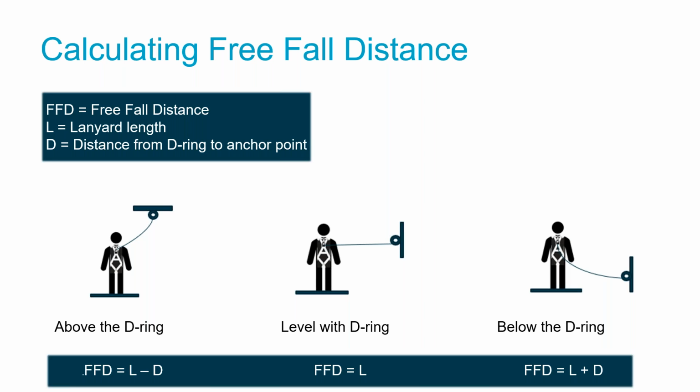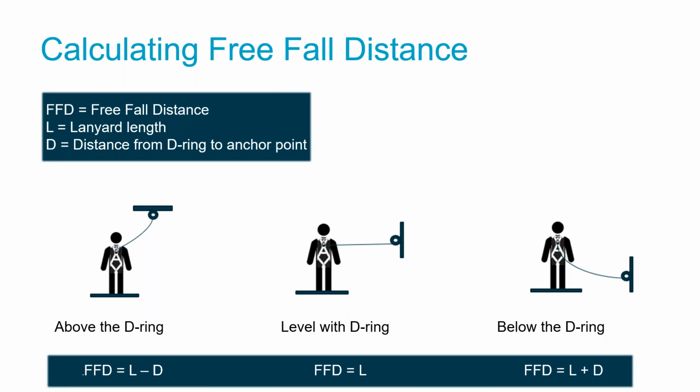We will now go over how to calculate the free fall distance. When calculating free fall distance, the location of the anchor point is important, whether above the D-ring, level with the D-ring, or below the D-ring. When anchored above the D-ring, the free fall distance will be the length of the lanyard minus the distance from the D-ring to the anchor point. So the higher the anchor point above the D-ring, the shorter the free fall distance.